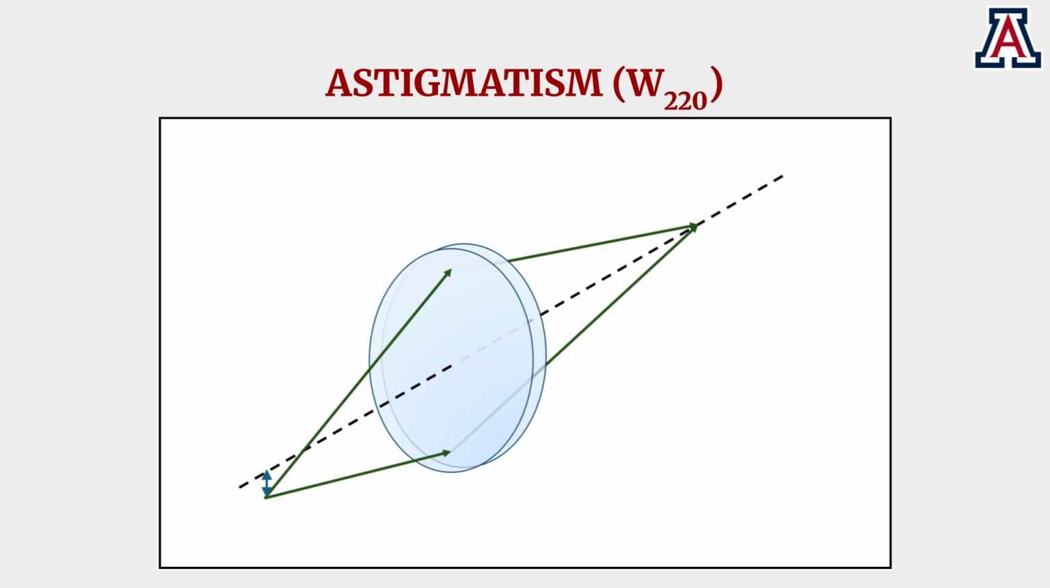Astigmatism is another off-axis aberration, but unlike coma, it arises from differences in power between the tangential and sagittal planes. In other words, the lens focuses rays differently depending on the plane they lie in. For an off-axis field point, rays in these two planes do not come to focus at the same distance along the optical axis. To visualize this, consider an off-axis point that is vertically displaced from the optical axis.